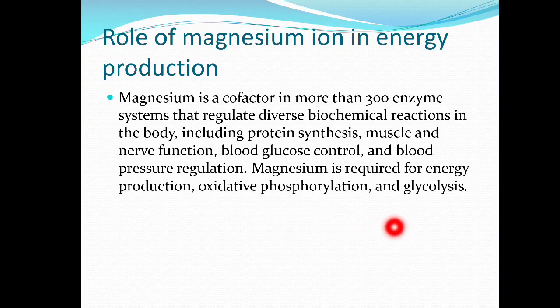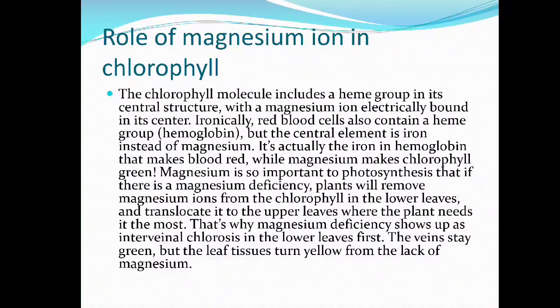So in glycolysis, you remember that particular reaction where the ATP is activated during the conversion of glucose to glucose 6-phosphate and fructose 6-phosphate to fructose 1,6-diphosphate. The magnesium plays an important role in these two reactions in glycolysis. So that's the important function of the magnesium.